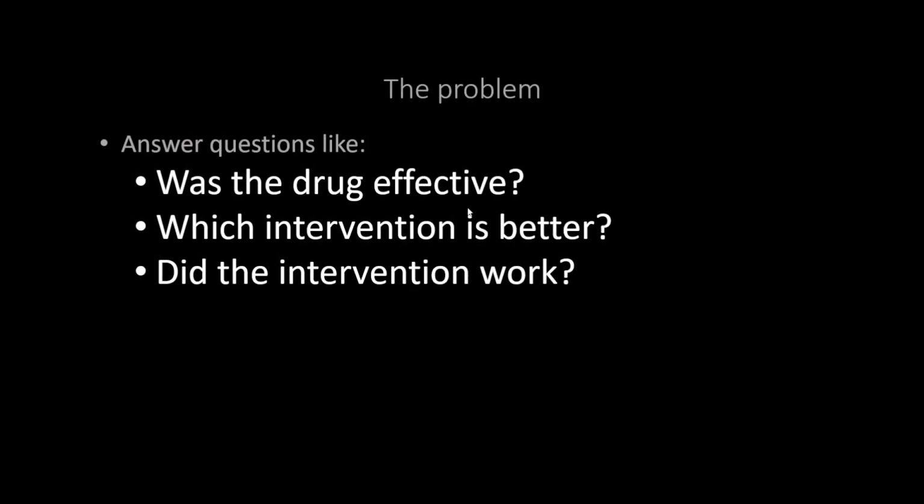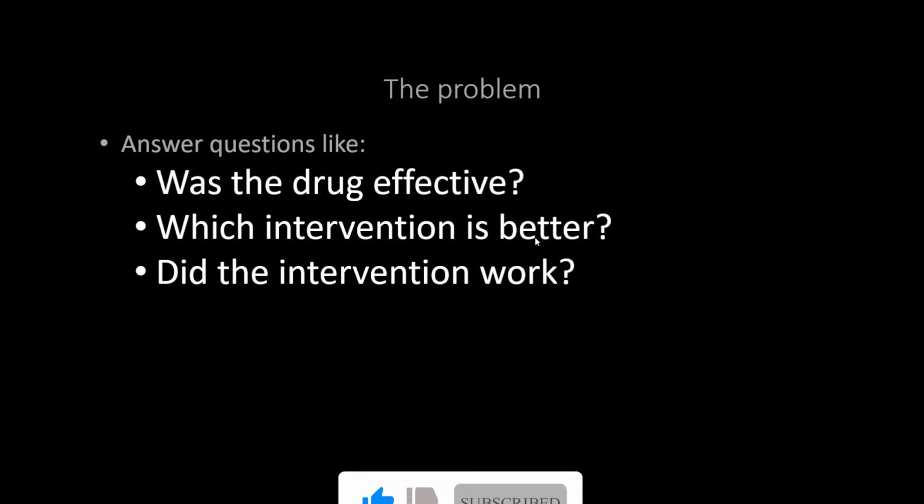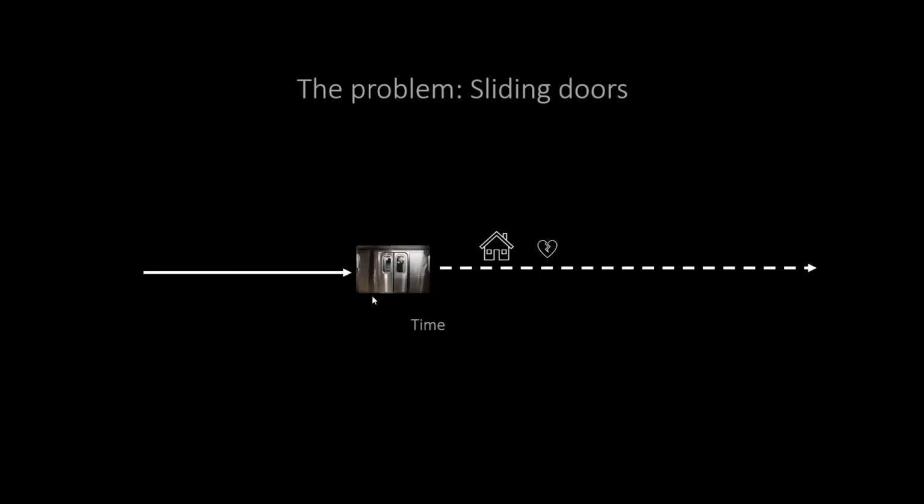The studies that use randomization are typically trying to answer questions like this. Was the drug effective? Which intervention is better? And it could be any intervention. For example, it could be comparing different types of physical therapy for a particular type of injury to see which one is better. You could be answering the question, did the intervention work at all, like compared to no intervention at all?